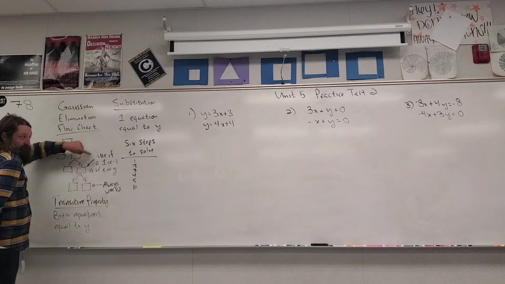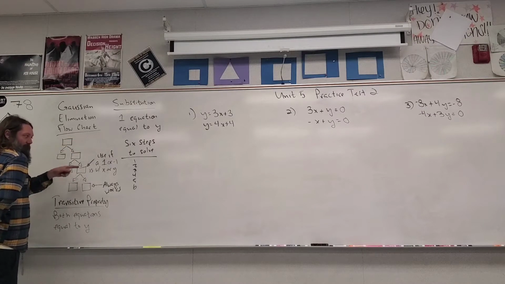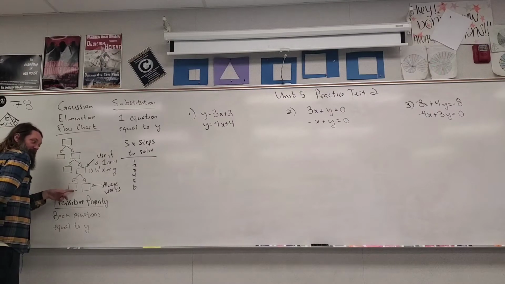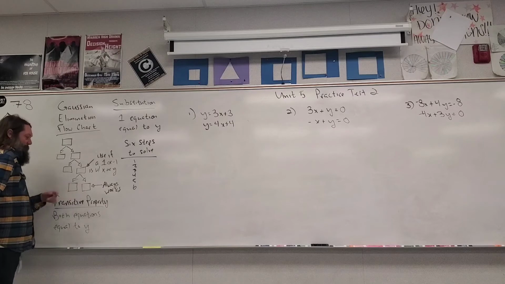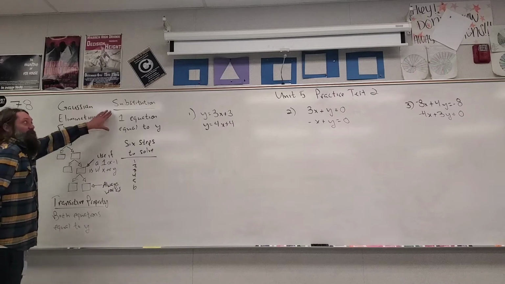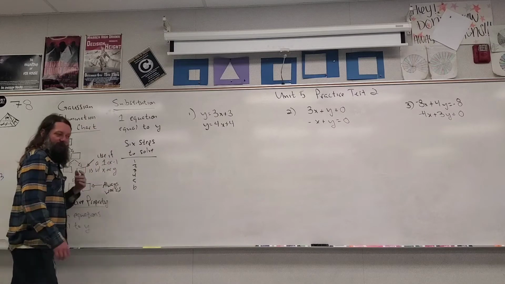Now, we use this if there's a -1 or a 1 with an x or a y. This is what we want to use. It's a much easier method. If we can do that, we do it. If not, we multiply both. Transitive property, both equations are equal to y. When that happens, set the right sides equal and solve for x. Substitution, one equation is equal to y. And remember, we're going to be using our 6 steps to solve.